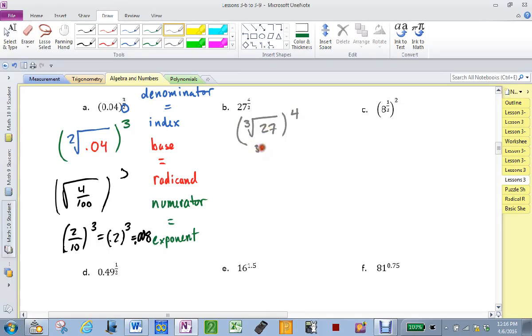Everybody cool? Can we simplify 27? It's 3 times 3 times 3, isn't it? Is that a group of 3? So it comes out. Did we leave anything under there? No. So this is 3 to the 4th, which is what? 3 times 3 times 3 times 3. You might need your calculator. 3 times 3 is 9. 3 times 3 is 9. 9 times 9 is 81. Does everyone see how it works?